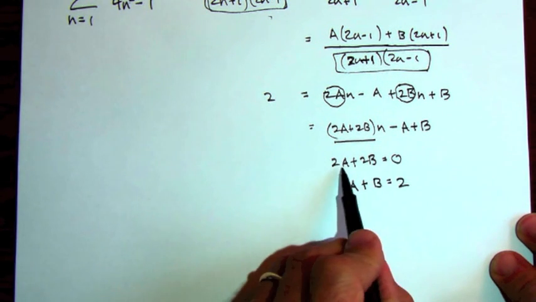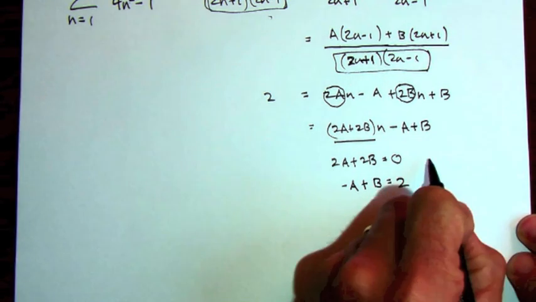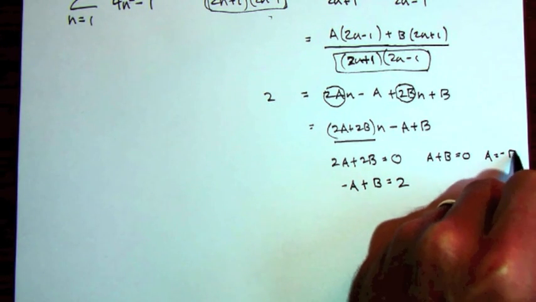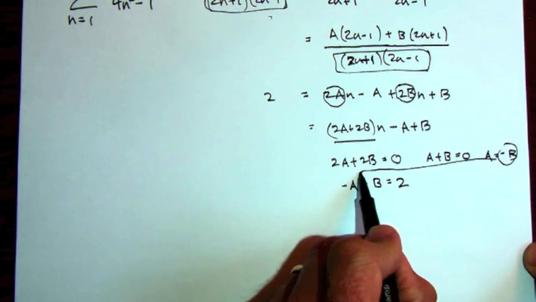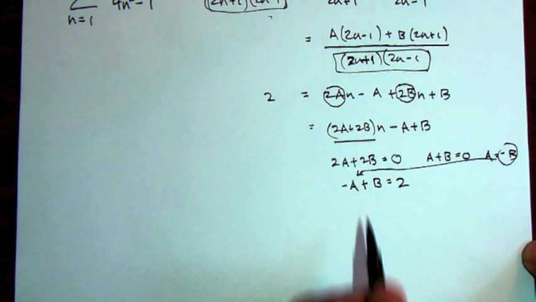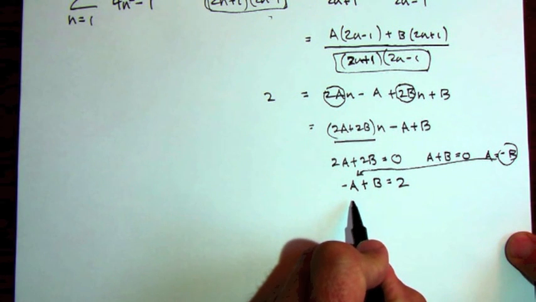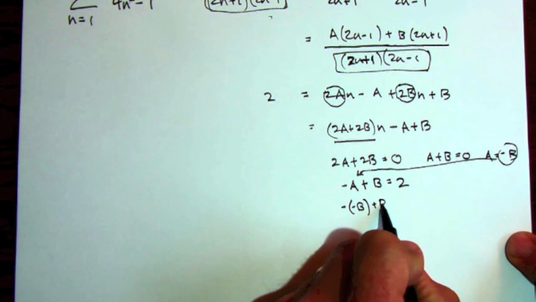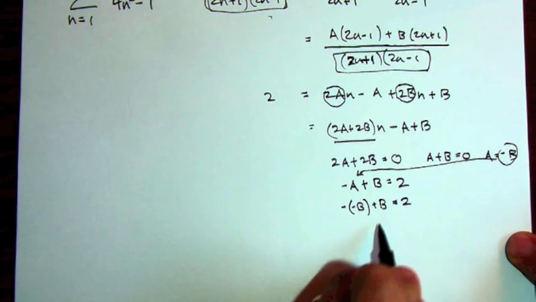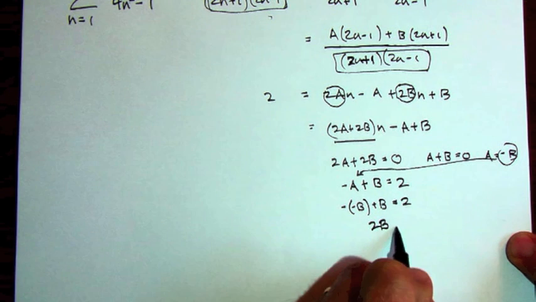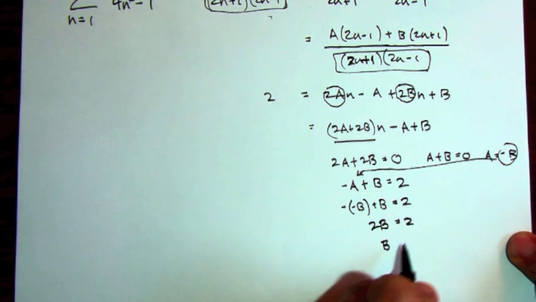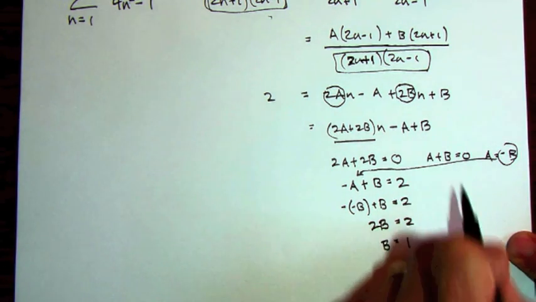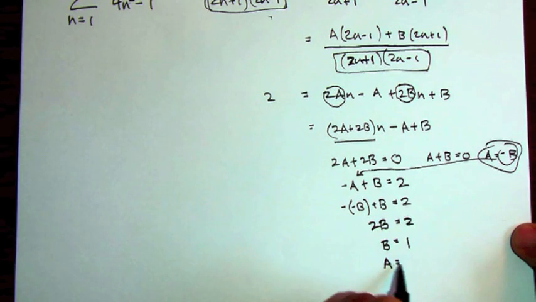Right here, if I divide both sides of the equation by 2, I end up with a plus b equals 0, or a equals negative b. And I'm going to take that and substitute it in here for a. So now I end up with negative b plus b equals 2. So 2b equals 2, and b equals 1. All right. Then, if b equals 1, because of this relationship, we know that a equals negative 1.